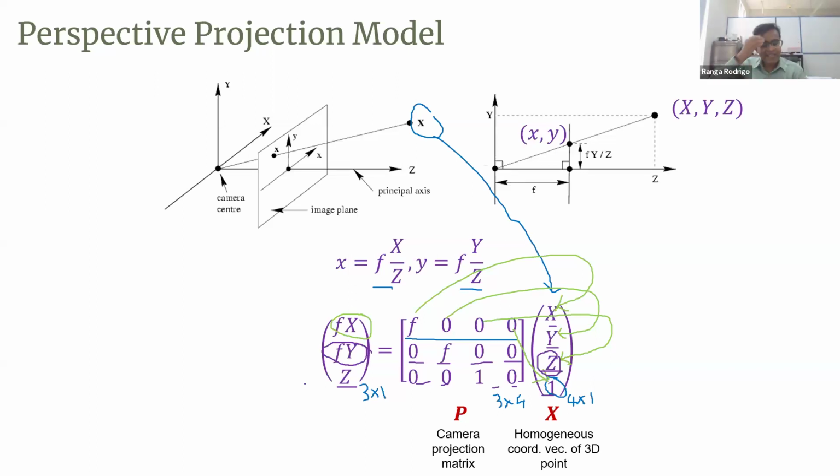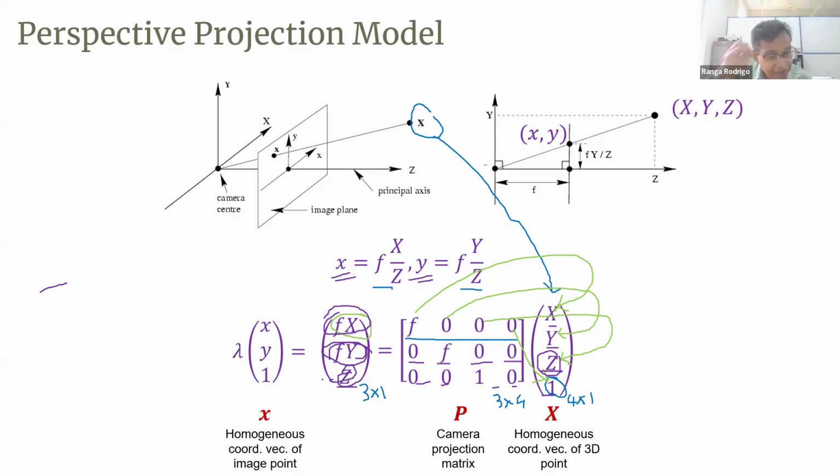Then how do you get the Cartesian coordinates? These are the Cartesian coordinates, small x and small y. To get them, you can see this quantity fx has to be divided by z, and this quantity fy has to be divided by z. This is exactly what we can do.